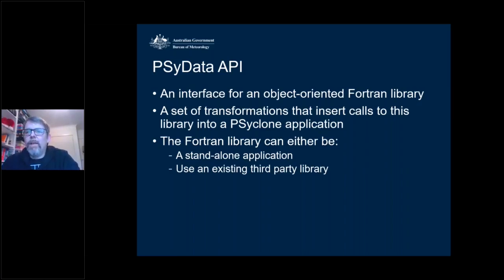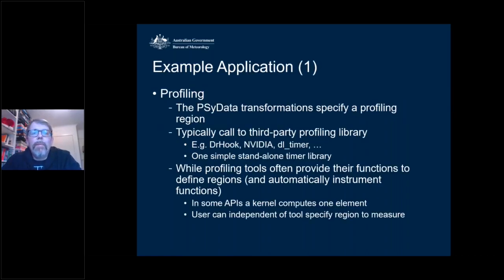Now, that sounds all very abstract. So let's go into some examples that we can actually use, and it might make it a lot more understandable what this PSyData API is about. So some example applications. Number one, profiling. The PSyData transformations can specify a profiling region. So you say, okay, I want to measure the region from here till the end of this area, and you basically take the corresponding PSyIR nodes and give them to the transformation. Say, okay, please wrap this in a profiling section.